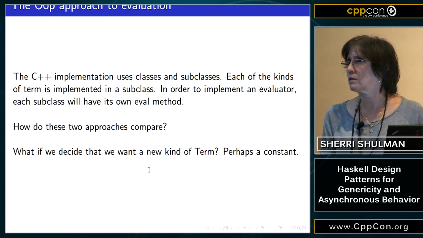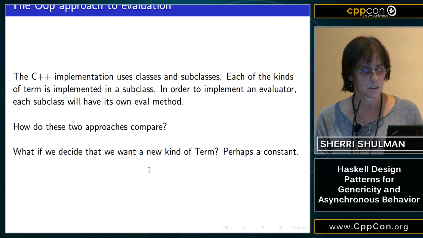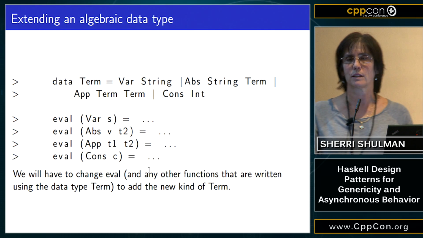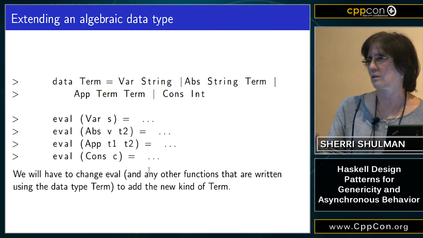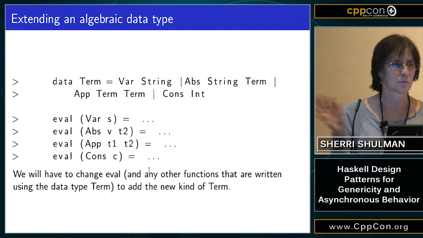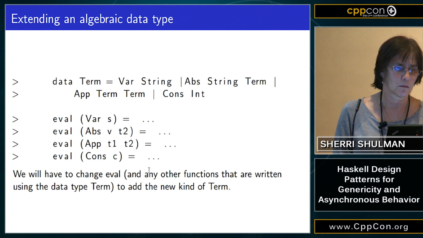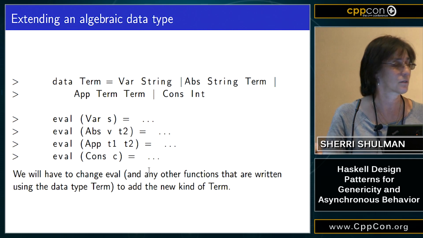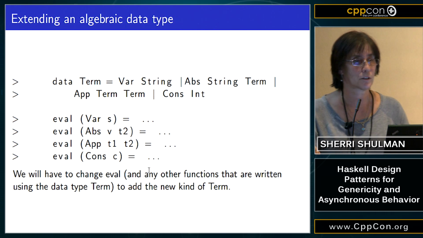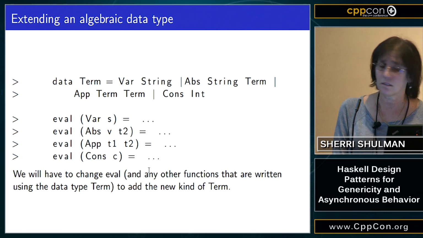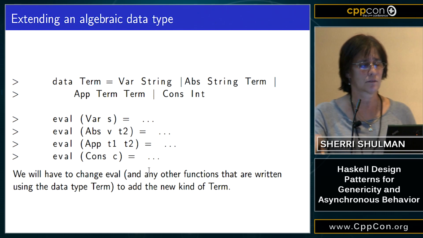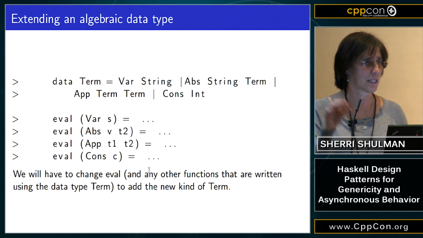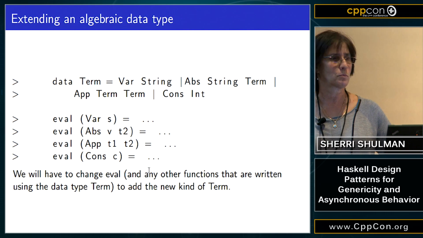So what if I decide that I want a new kind of term? Let's say I want to have a constant. So I could extend my term. So now a term is a variable, or it's an abstraction, or it's an application, or it's a constant. I know cons often is used for lists, but in this case, cons means constant. And now in my evaluator, I'll have to add a new rule for what to do for the cons element in a term. That doesn't seem so bad, but what if I had a lot of different behaviors? I only had eval, but what if I had a lot of different behaviors? I'll have to add this new rule for each one of those behaviors.